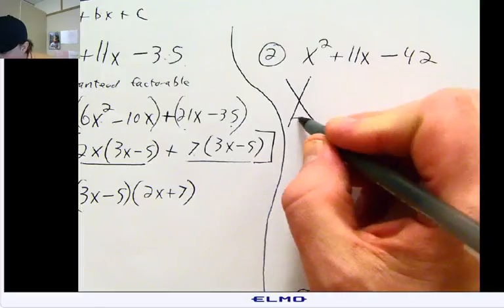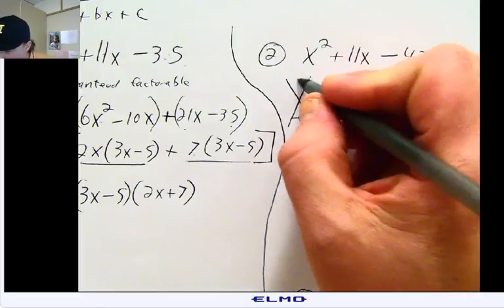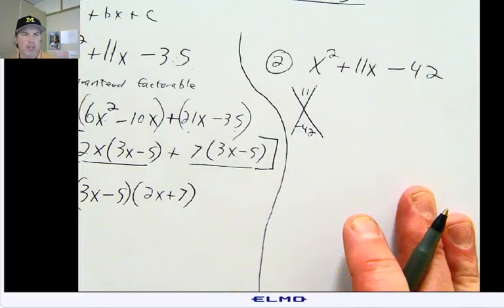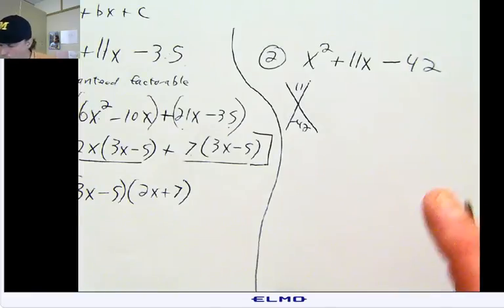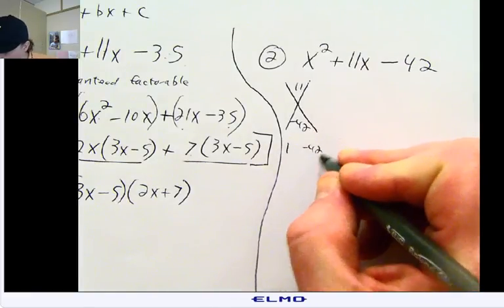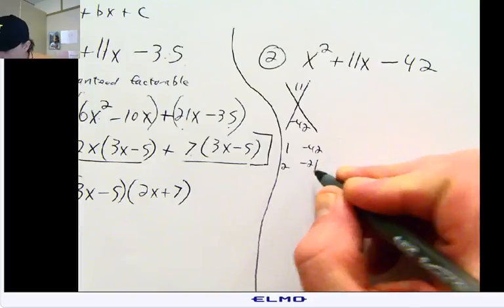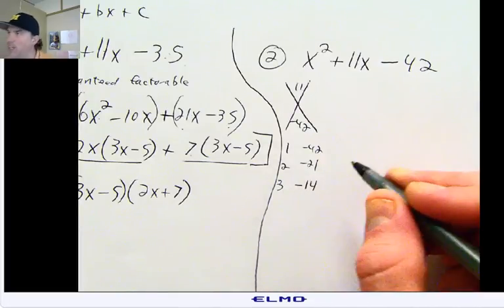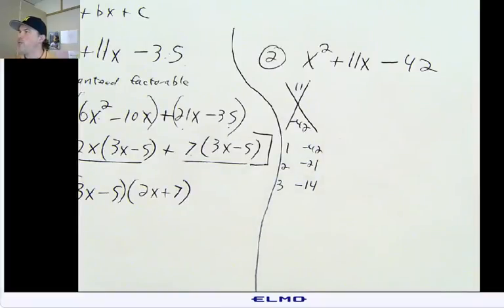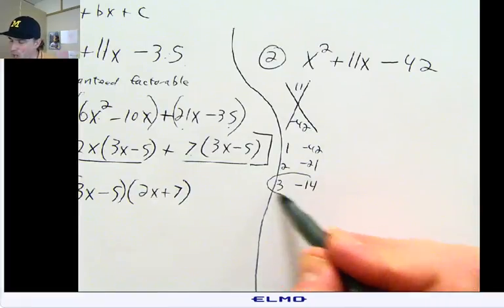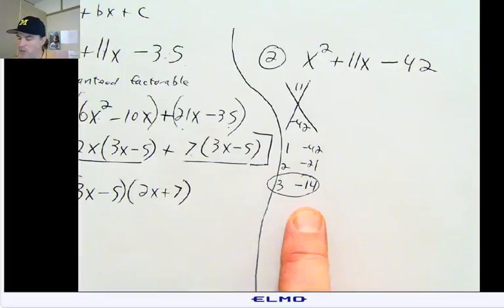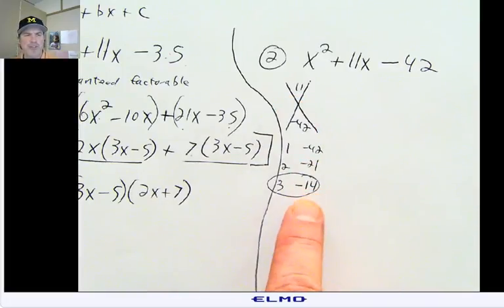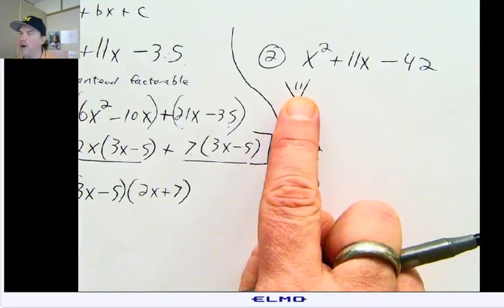I need it to multiply to negative 42, yet add up to 11, and then you just start going with your list. 1 and negative 42, 2 and negative 21, 3 and negative 14. It's 3 and negative 14. That's the one I'm looking for. They multiply to negative 42. These add up to a negative 11, though. I need it to add up to positive 11.